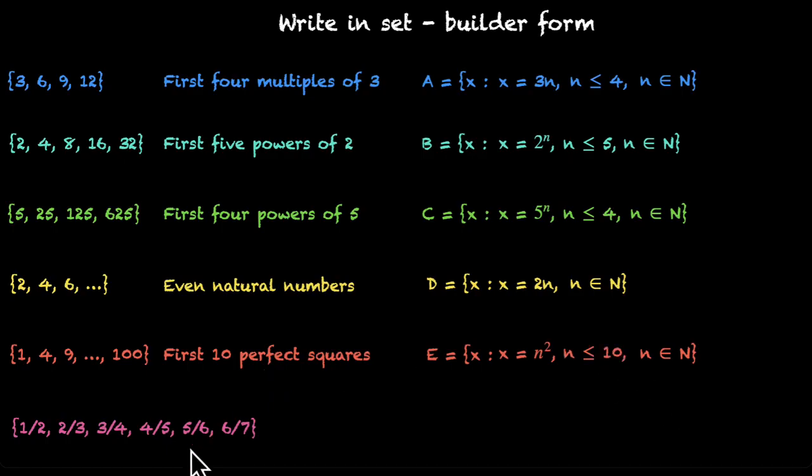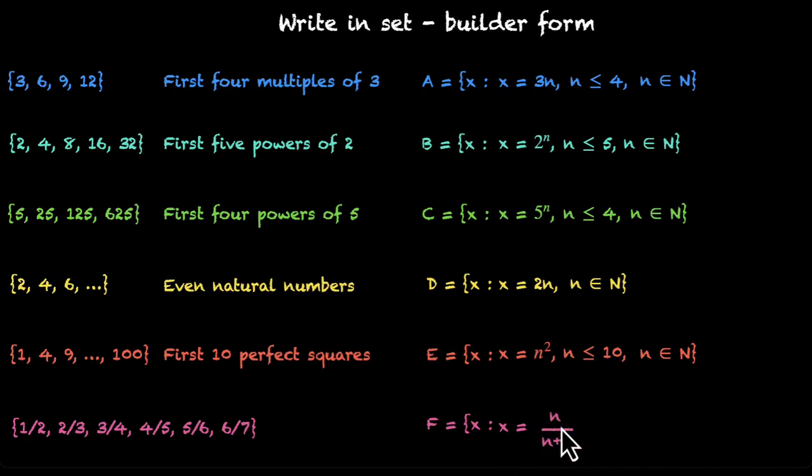Alright, the last one. Half, 2/3, 3/4, 4/5, 5/6, 6/7. What's the pattern here? Here the denominator is 1 more than the numerator and we're taking these 6 numerators 1, 2, 3, 4, 5, 6. So this is what we can do here. We're looking for all x such that x is in the form n by n plus 1. So we have taken the numerators as n. The denominators automatically become n plus 1. So this is the form that we're looking for.